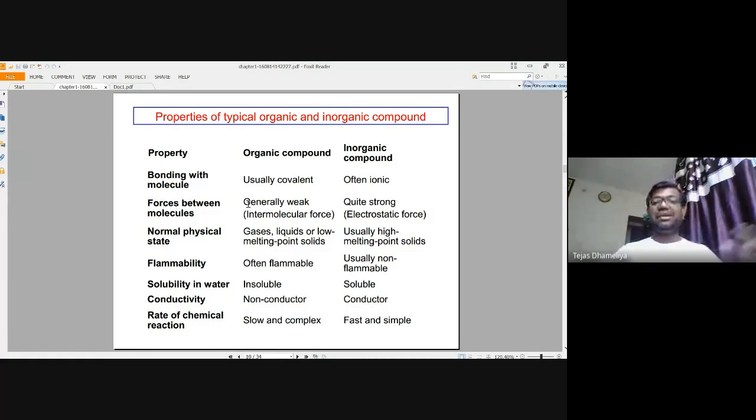An organic compound may have covalent bonds. For example, methane, right? CH4, one carbon, four hydrogens. So that is having four covalent bonds. But the compound is an organic one and having covalent bonds. But contrary to this, an inorganic compound, sodium chloride, NaCl.